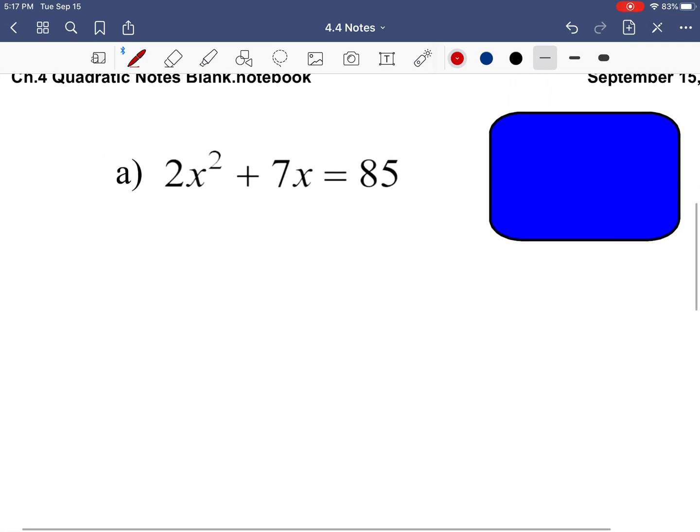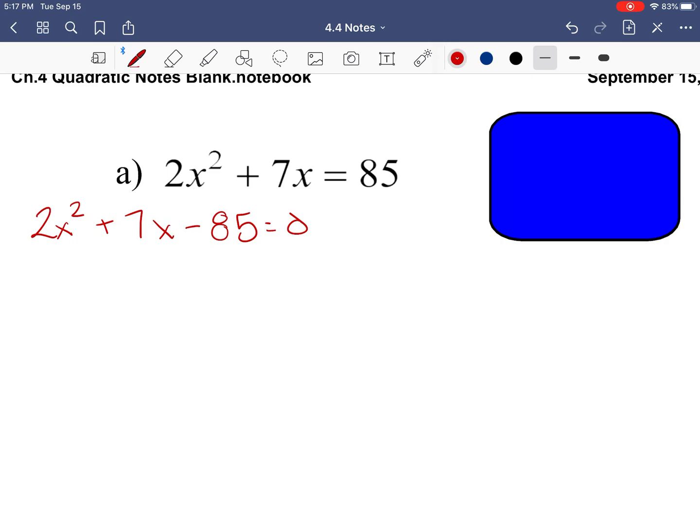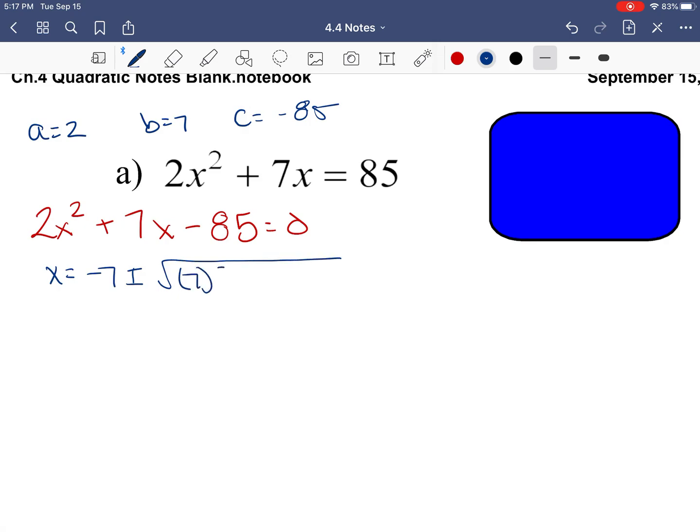So to start, a couple things to know. We have to get it into ax squared plus bx plus c, in this case, where our a is equal to 2, our b is equal to 7, and our c is equal to negative 85. So quadratic formula, x is equal to negative b plus or minus the square root of b squared minus 4 times our a times our c all over 2a.